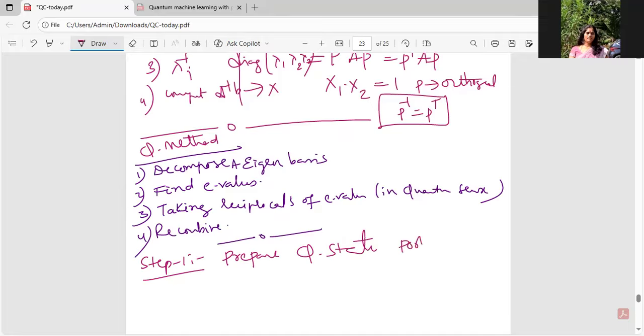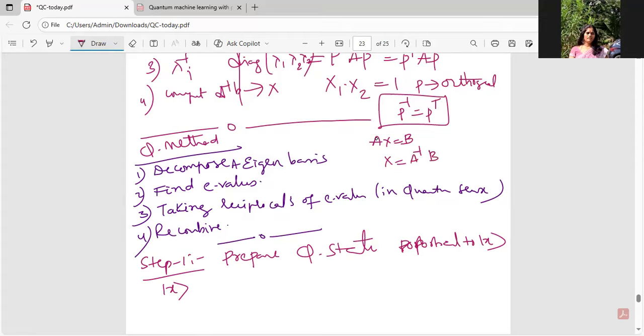Proportional to ket x. Ket x is some random state, guys. So, ket x. See here, what actually it was? Ax is equal to b. What will I do? X is equal to A inverse B, in my classical way.